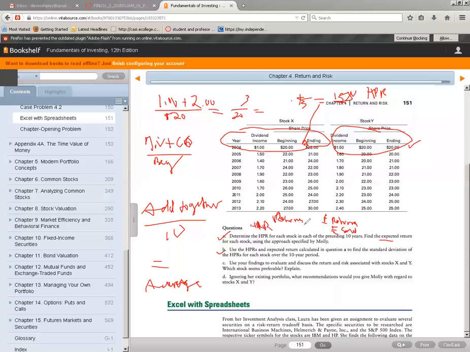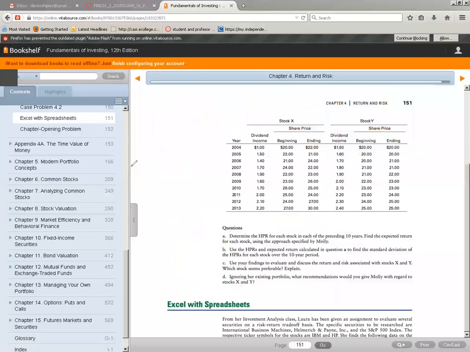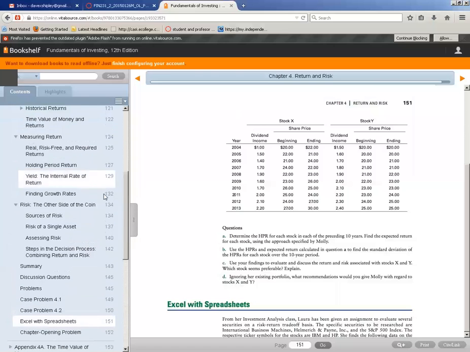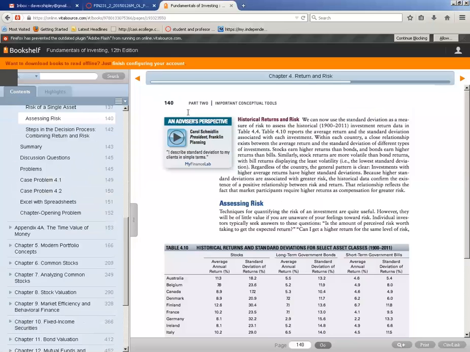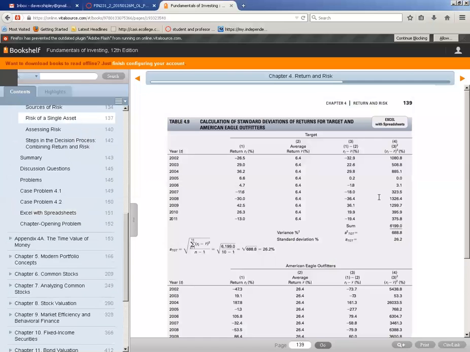Okay? Then what do we do? Well, then we need to calculate the risk or standard deviation for each period so that we can add them all together, divide by 10, and find the average standard deviation. So how do we do that? We go to page 139, and I'm actually going to show you this page because I think it makes sense to look at it. Okay, so let's look at page 139. This is where you get your calculation method. Okay, so here it is.